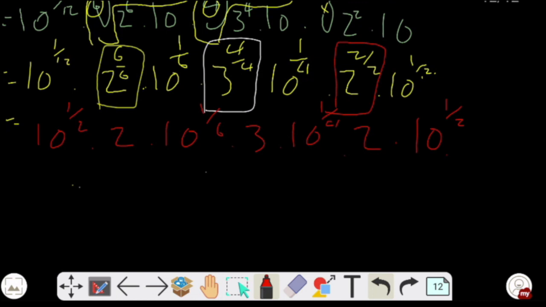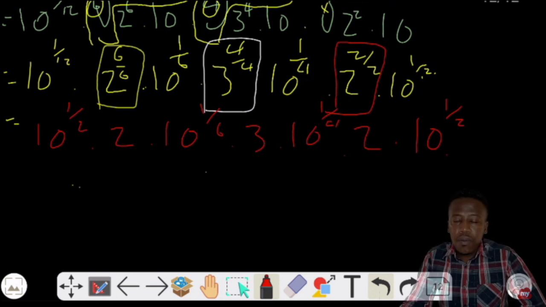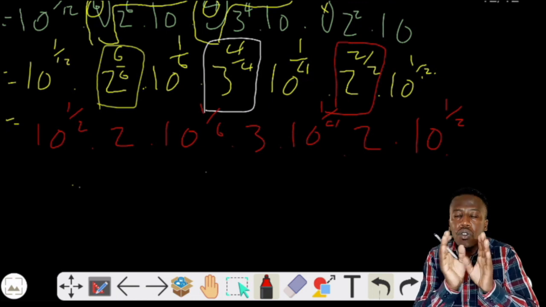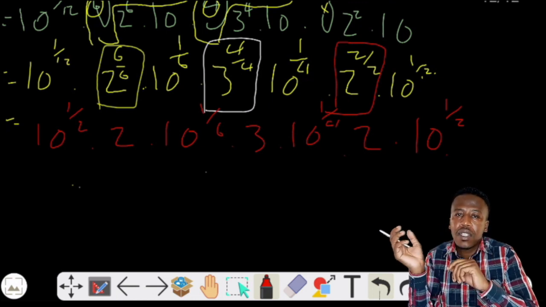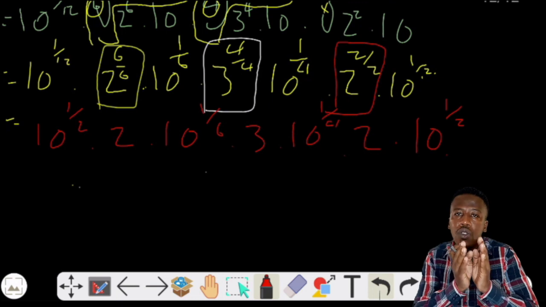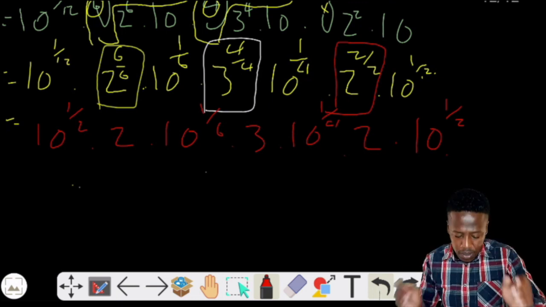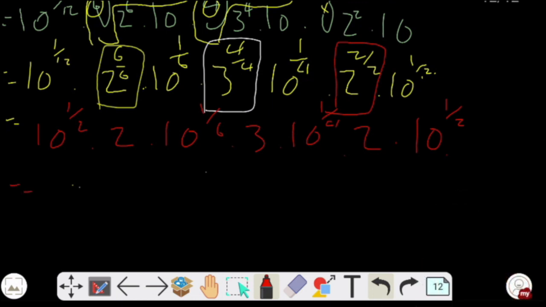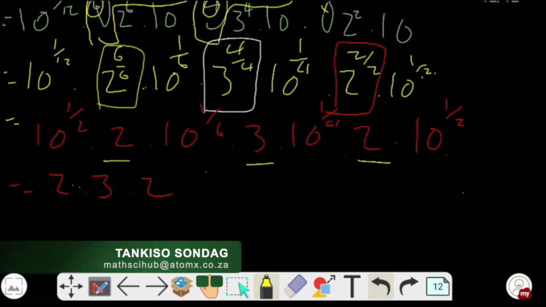Right? Now let's try from this point. Let's group our numbers. Those that are raised to a certain power on one side, those that are only a constant, let's put them on one side, right? Meaning we are going to have 2 times 3 times 2. Can you see? 2 times 3 times 2, right?